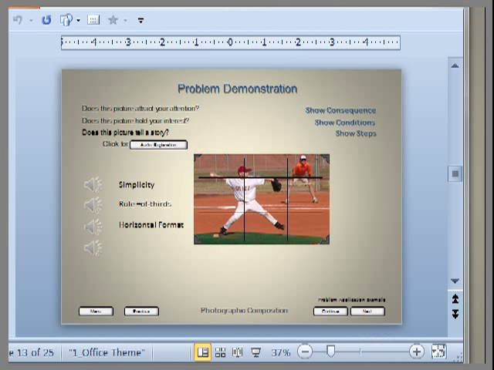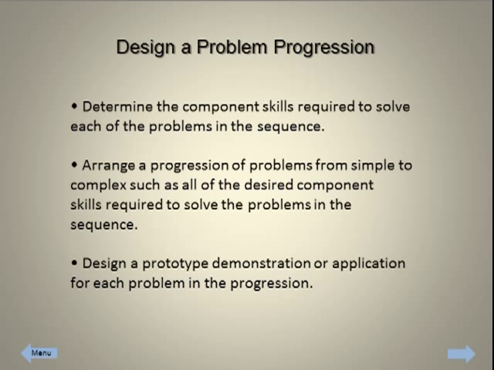The second ripple in the Pebble-in-the-Pond model is to now design a problem progression. That is, a series of problems such that when the student has learned to solve each of the problems in the progression, they will have acquired the skill that is being taught. In our case, this would be a series of photographs that students would either be asked to recognize whether they have good composition or to actually improve the composition by editing or by cropping the photographs as we demonstrated earlier.